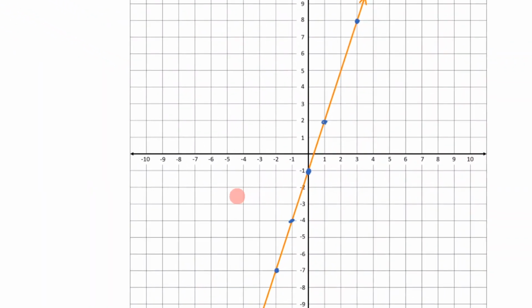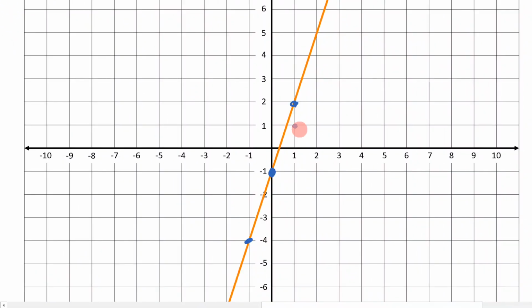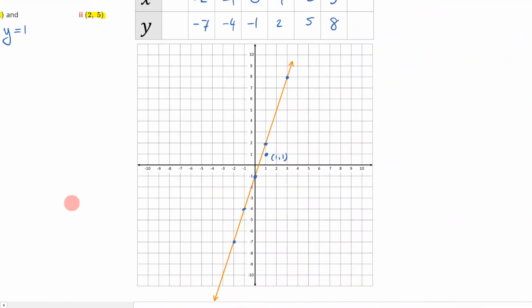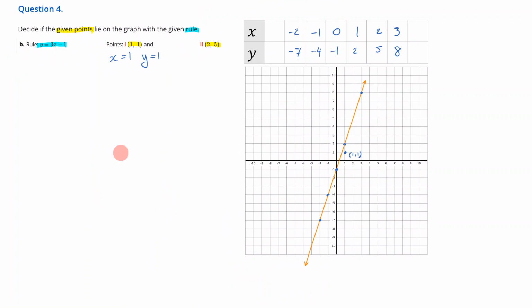So let's come over here. Where is the point 1, 1? The point 1, 1 is there. Does that lie on the graph? No, it does not. It is not on the graph. It's over here. It's not touching the graph. But we want to know the quick way to do this, because we don't want to do it this way. We want to do it the quick way.